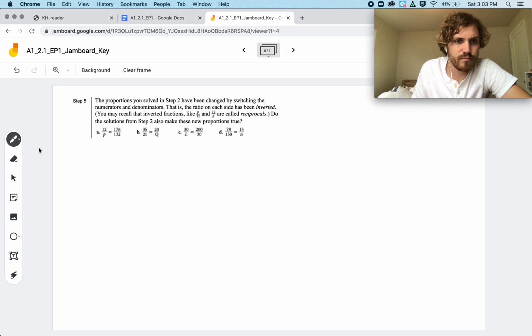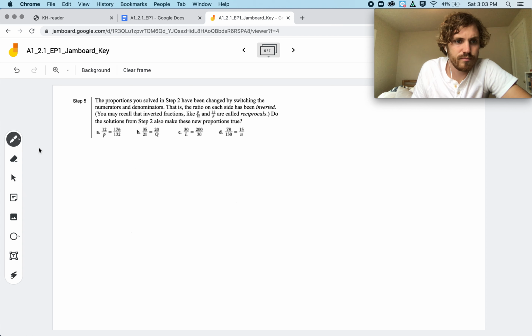So for A, we would have 12 over 9. Is it equal to 176 divided by 132? So let's see. Well, 12 divided by 9 is 1.33 repeating. And is that equal to 176 divided by 132, which is also 1.33 repeating? So yes, it works for A.